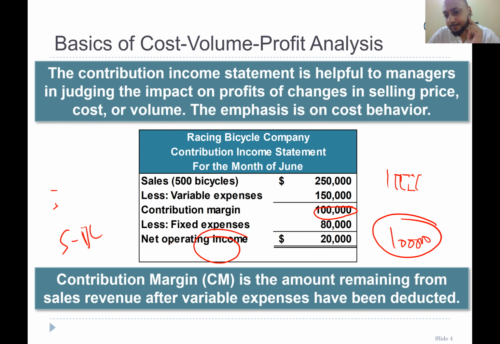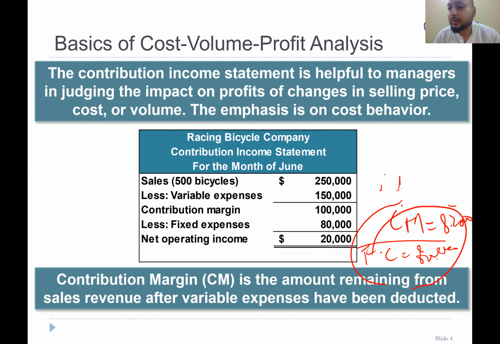So if I say my CM, contribution margin, is 82,000 and my fixed cost is 80,000. Just looking at these figures, can you find out what is my net operating profit? Just cover the fixed cost, that's it. It means 2,000 is your net operating profit.